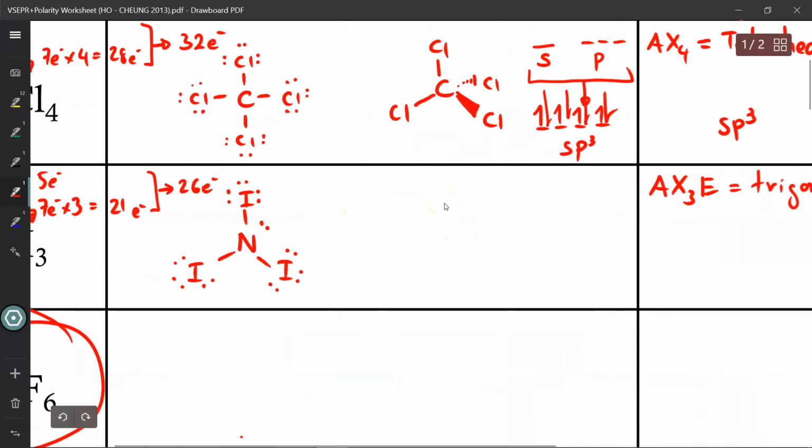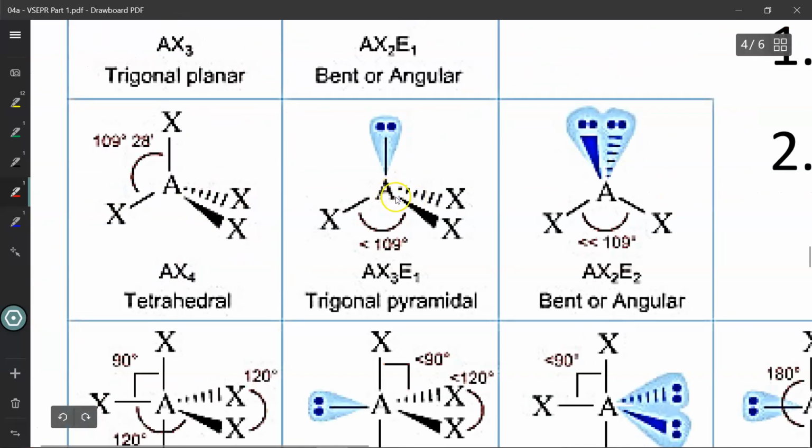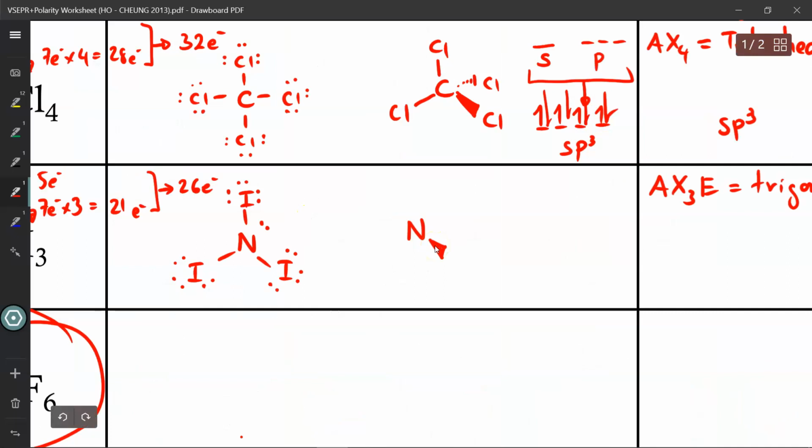Let's try drawing the three-dimensional structure for this. So again, one popping out of the page, one going into the page, the other two are going to be on the page. So one going out of the page, one going into the page, one on the page itself, and then the lone pair also on the page itself.